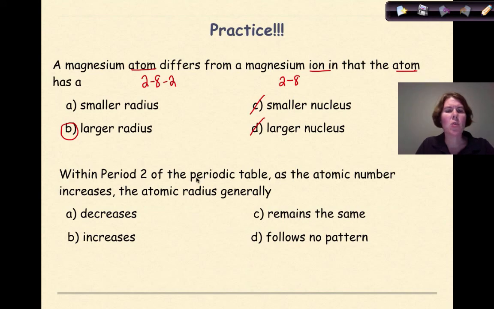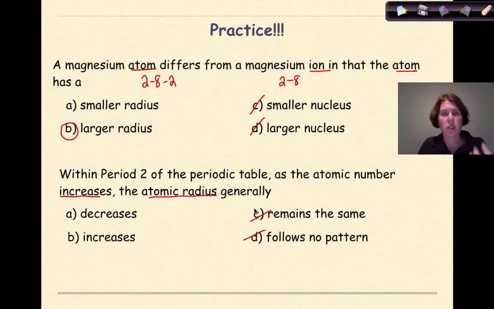Within period 2 of the periodic table, as the atomic number increases, the atomic radius generally decreases, increases, remains the same, follows no pattern. Well, we know based on the data that we saw that it's not going to remain the same. And we do know that it does follow a pattern as the number of protons increases in the nucleus and the number of valence electrons in the outermost shell is going to increase.